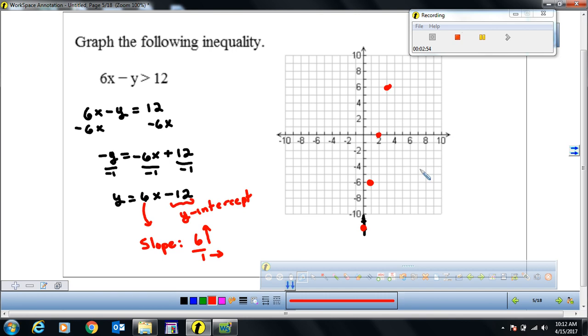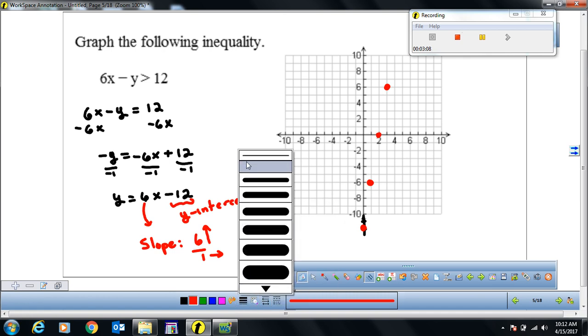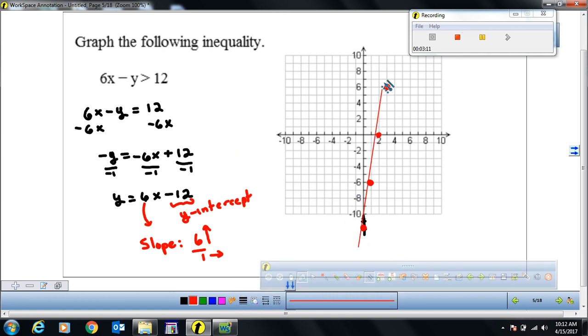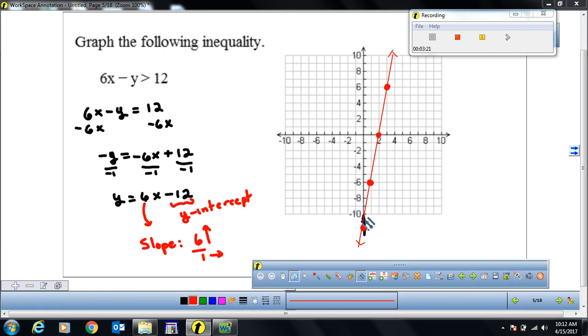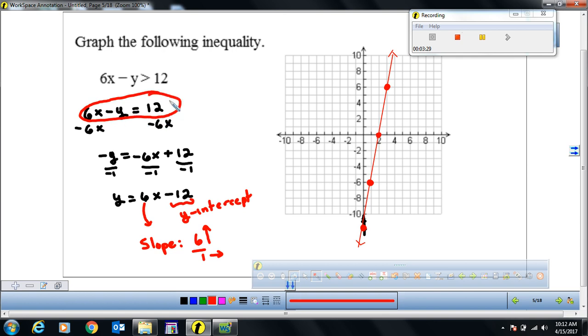Okay. Before you graph this, let's remember one more thing about inequalities. We know already that this equation is going to be represented with a line. Don't graph it yet. Just wait a couple of seconds here. This is a line. So when I graph this line, then this line represents the solutions to the equation 6x minus y equals 12. Those are the solutions to that equation.